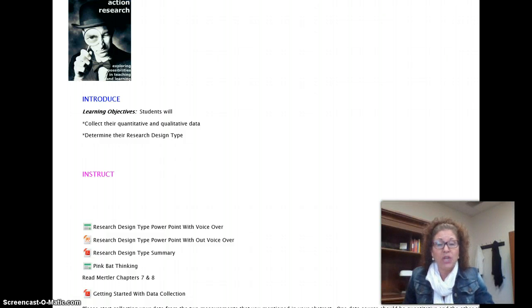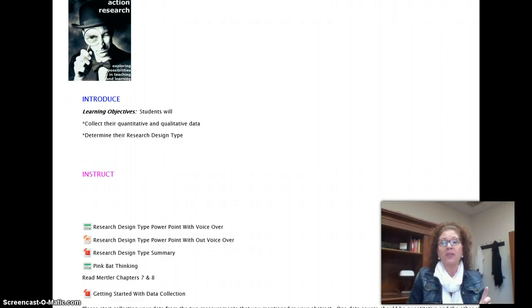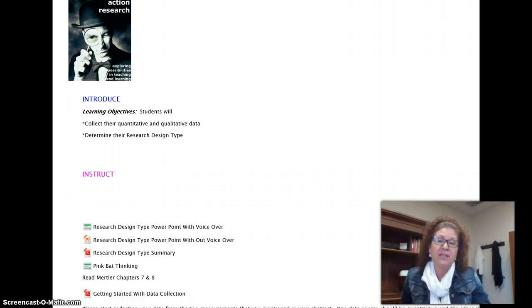The second objective for this week is to determine our research design type or types. You might have one type or two types depending on whether your two types of data, your quantitative and qualitative, are the same research design type or whether they're different. So your two types of data might be the same or separate, so you might have one research design type or two. And there's several activities this week that will help you determine your research design type or types.